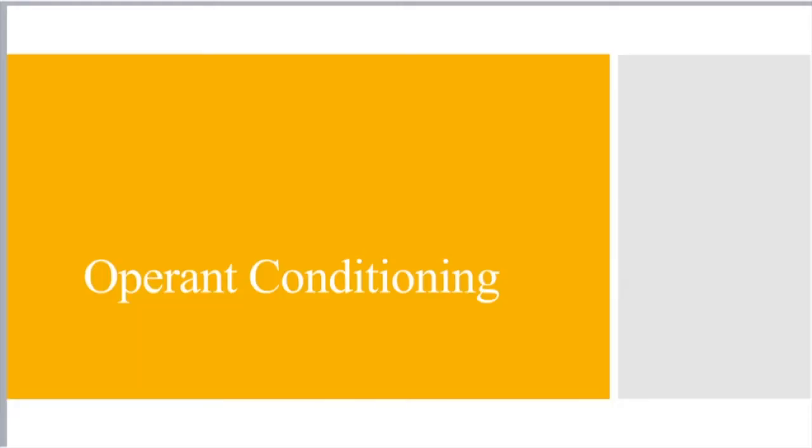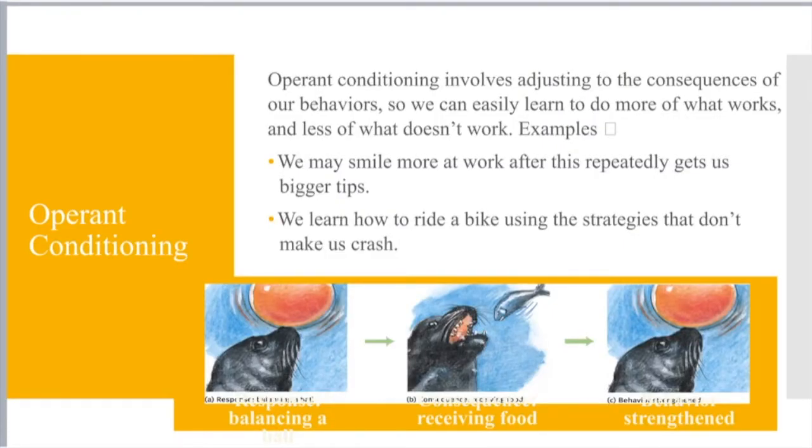Like I said, operant conditioning. Let's go. Today we are going to talk about operant conditioning. We're just going to start off by talking big picture: what is operant conditioning? Basically, it involves adjusting to the consequences of our behavior so that we can easily learn to do more of what works and less of what doesn't work.